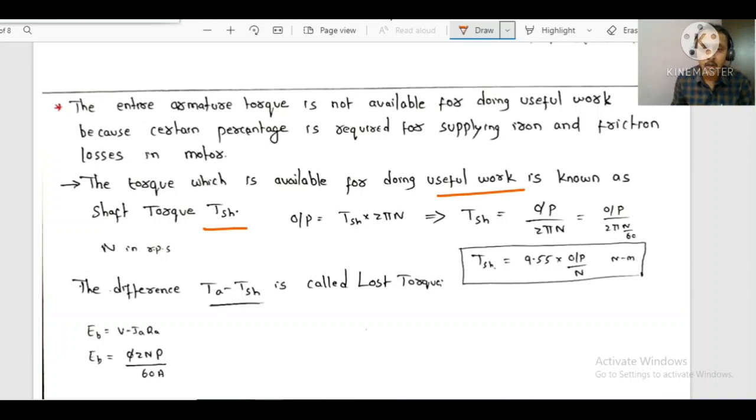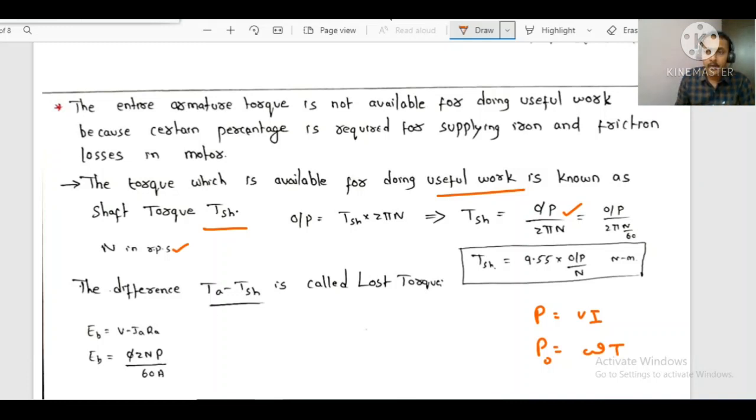Now, how much will be its value? Shaft torque will be how much? If it is electrical power we can use the formula VI. Mechanical power output is given by omega into T. Omega equals 2 pi N, where N is the revolutions per second. Now, if you want shaft torque, it is output power divided by 2 pi N. With N in RPM, output divided by 2 pi N by 60. If you further simplify that, it is 9.55 into output by N. In this formula, N should be in RPM. If you have taken 9.55 into output by N, don't substitute the value in RPS.